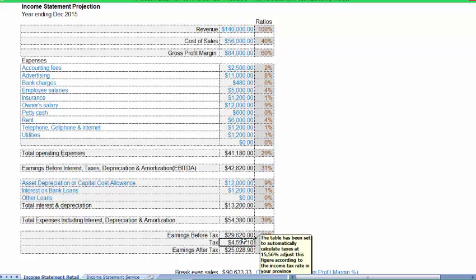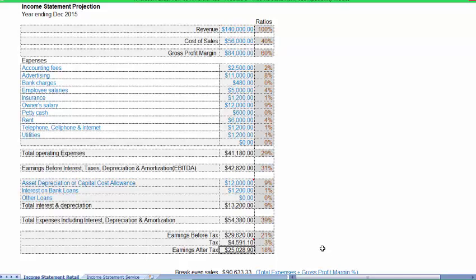In this case, I've used 15.56%, but you would use whatever your rate is. If you incorporated, it'll be one rate. If you're a sole proprietor, it'll be a different rate. So make sure you get your accountant to help you with this. And the earnings after taxes in this case are $25,000.